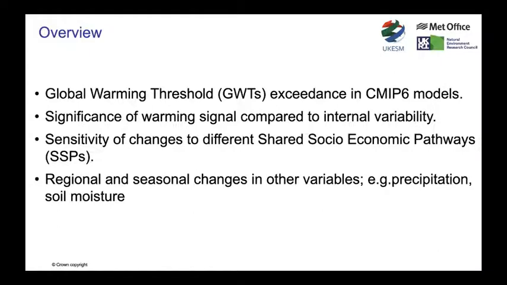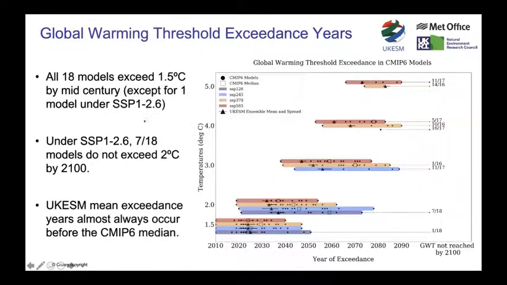In the future work section of Rob's talk last year, we had these other things, which is basically the significance of that warming signal and what these changes are like in other variables such as precipitation, soil moisture and so on. So I'm just going to press on with this now.